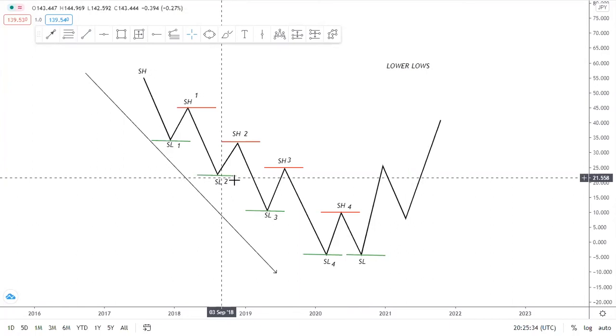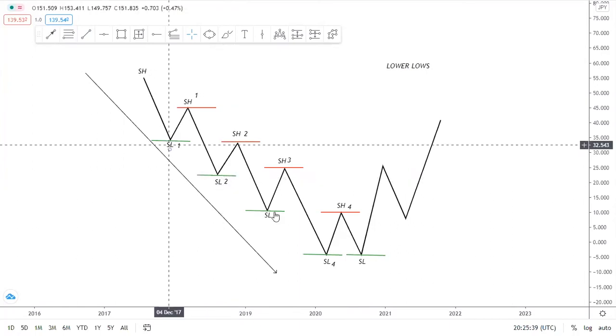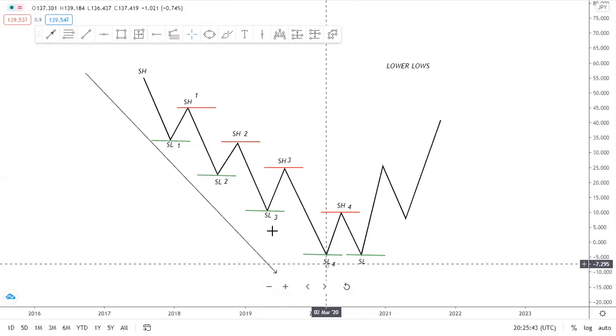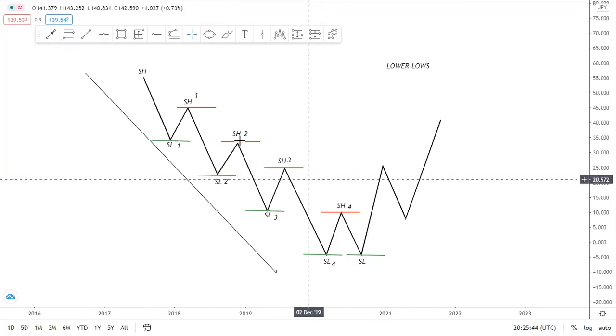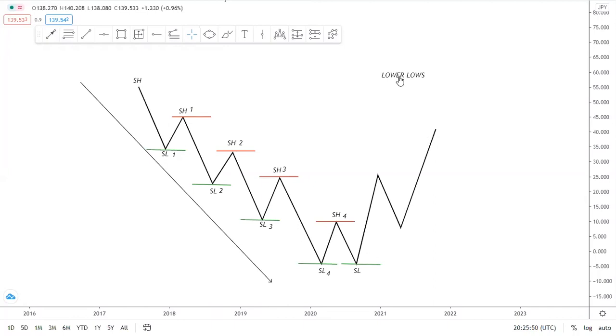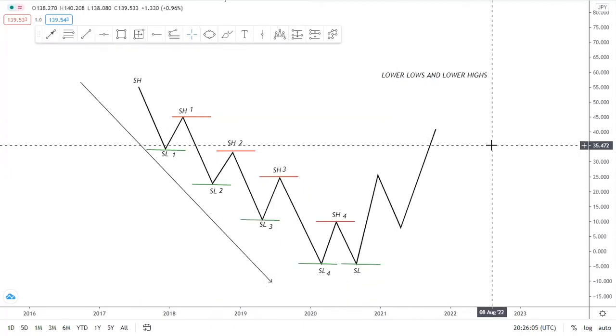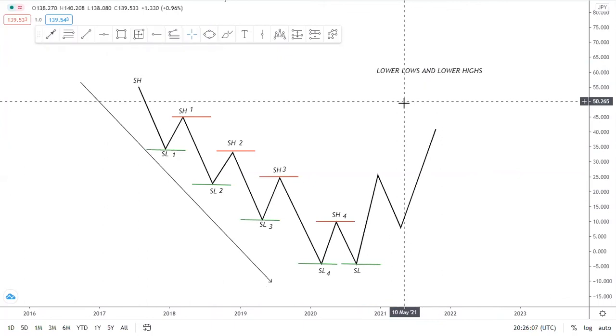So if you look at this low, it's lower than this one. If you look at this low, it's lower than this. And if you look at this low, it's also lower than that. And it's the same thing for the highs. So we have lower lows and what? Lower highs. Please take good note of these terms. You have to understand market structure, so it will help you know if a market is bullish or bearish. You have to know.